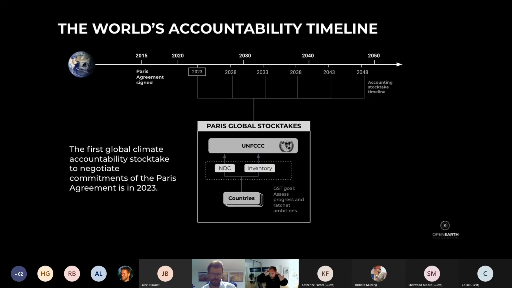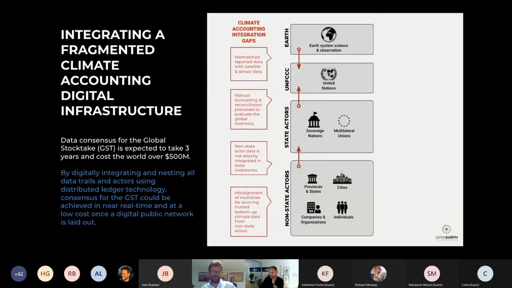So slide 30, Sherwood, outlines the different types of fragmentation we see if we just focus first on non-state actors, everything from individuals, companies and organizations, cities and provinces and states. What are the levels of motivation and alignment to do proper, robust accounting among non-state actors? How are those properly integrated into state-level inventories? That's often not the case. The private sector measures things in this way, with inventories sourced from sectoral data sets, but there's a huge opportunity to be able to connect them.